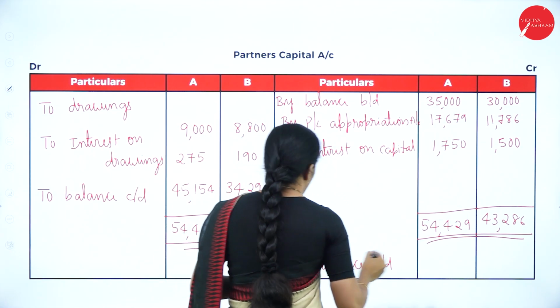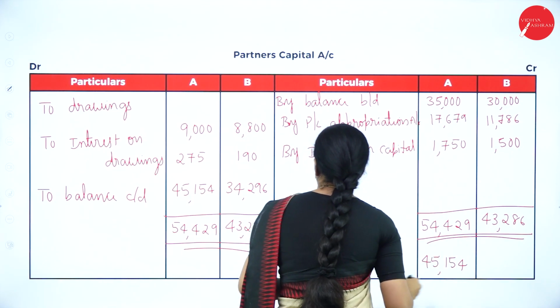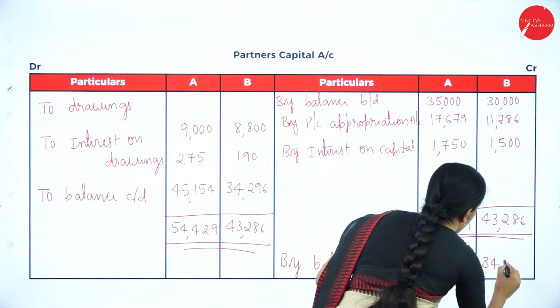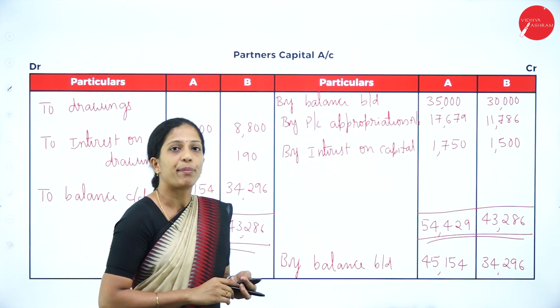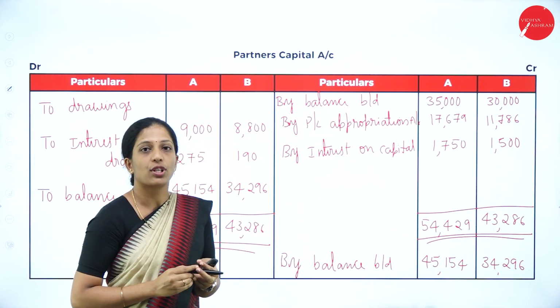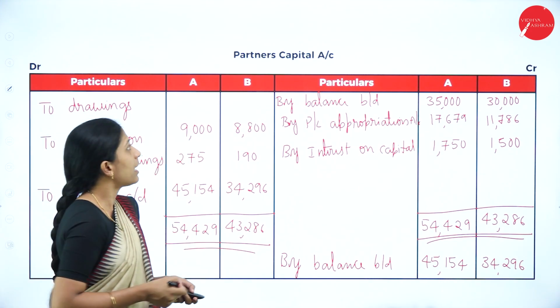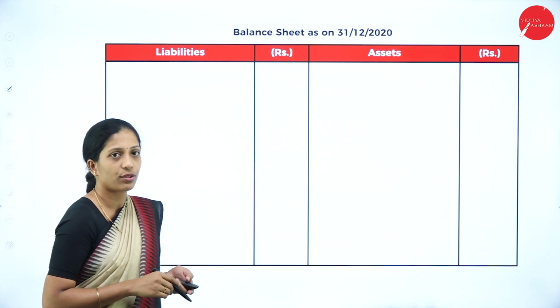And the amount will be 45,154 and 34,296. So this is how you are going to prepare your partner's capital account. The balancing figure you have to show in your balance sheet as capital. Now we shall start your balance sheet. So you will write the heading Balance Sheet as on 31st 12 2020.